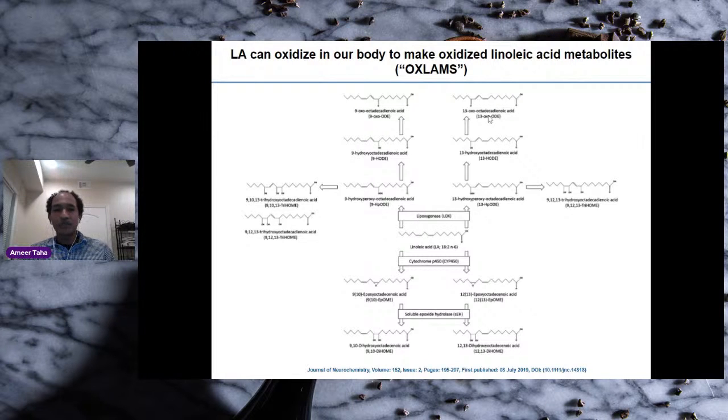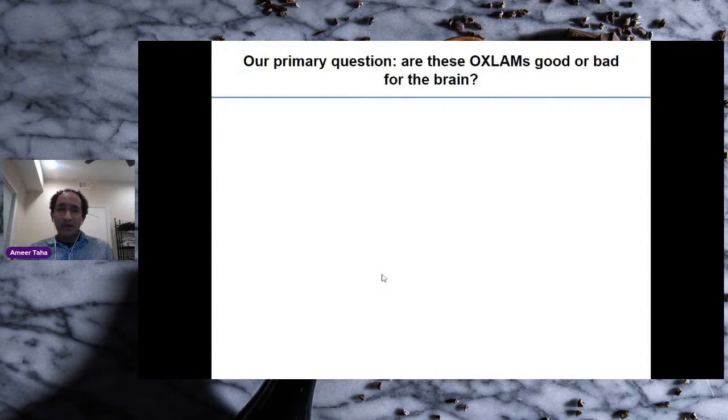When you oxidize fats or LA, you get oxidized linoleic acid metabolites. These are so diverse in structure. Yearly, there are new molecules being discovered. So you can add an oxygen here, you can add it there, and it gives you a different molecule. You can add it in a different form, so here it's called an epoxide, and you get a different molecule. So there are hundreds of these molecules that are created in the brain. And our question was, is this good or bad? That's a primary question. And the answer, it's complicated.